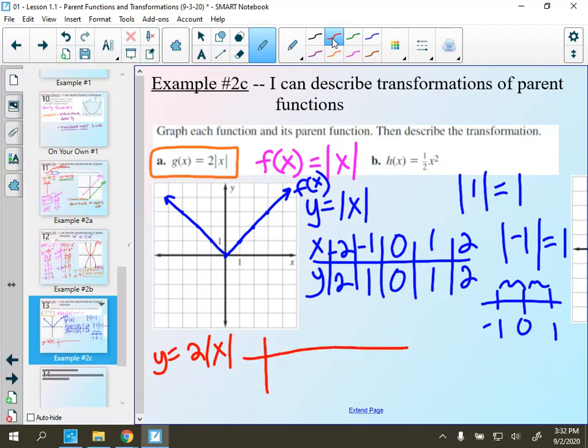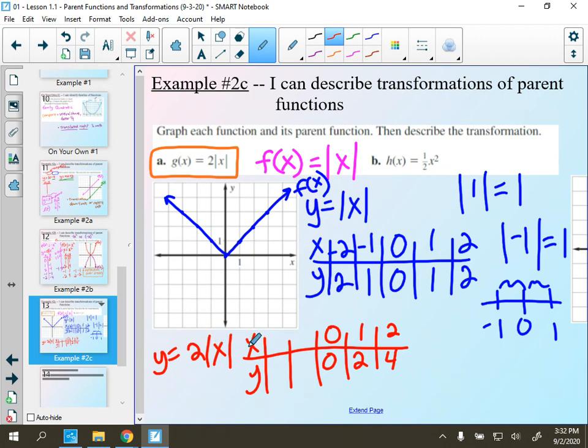Okay, so let's do it. If I input a 0, what's the absolute value of 0? It's 0. But then 0 times 2 is just 0 again. Let's plug in a 1 here. The absolute value of 1 is 1, but then when I multiply that by 2, I get 2. If I plug in a 2, the absolute value of 2 is 2, but then I multiply that, and 2 times 2 is 4. So there are 2 steps going on here. You have to evaluate the absolute value first and multiply that result by 2.